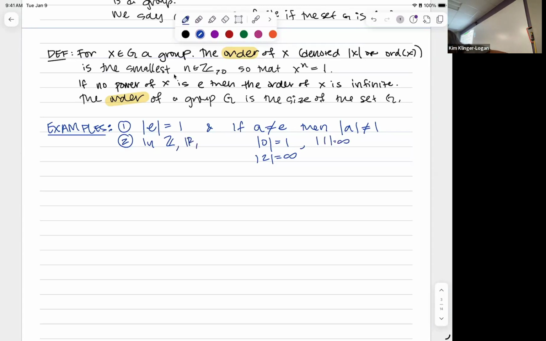This is true, and it doesn't matter if I'm looking at R, C, the rationals, or the integers. I think everything else will have infinite order. This is all under addition. If I'm looking under multiplication, I have to be a little bit careful, right? Because Z isn't a group under multiplication. I have to remove 0, because 0 doesn't have a multiplicative inverse.